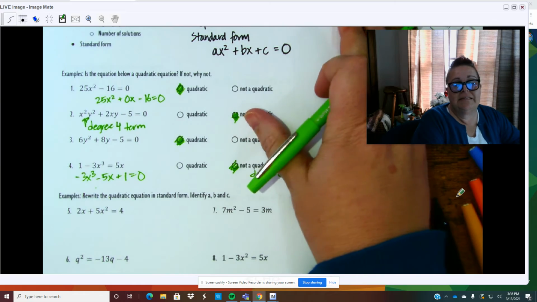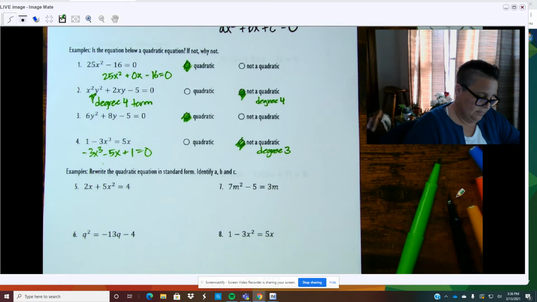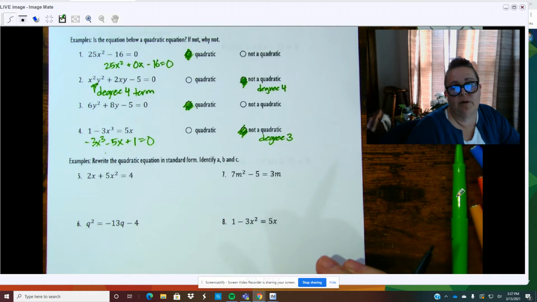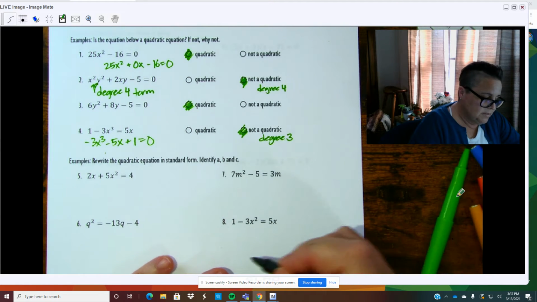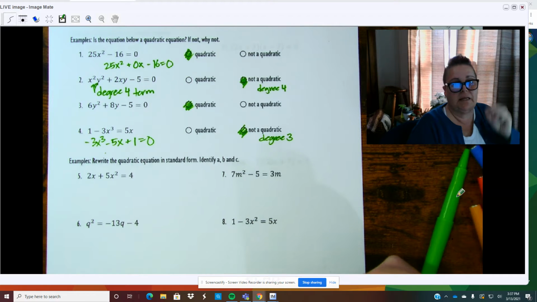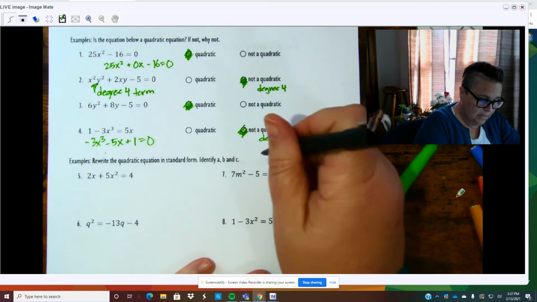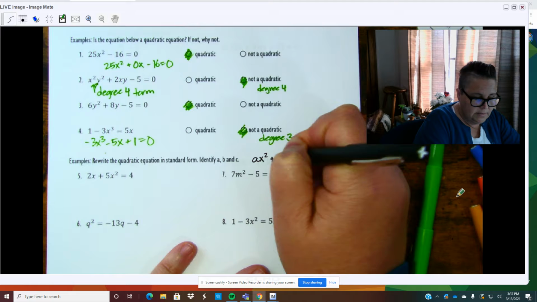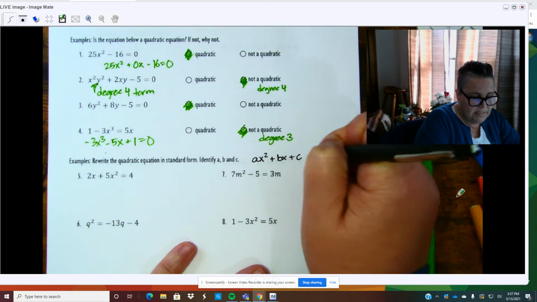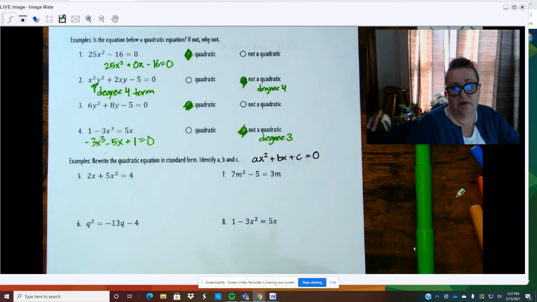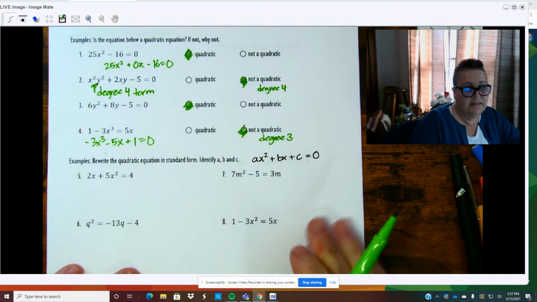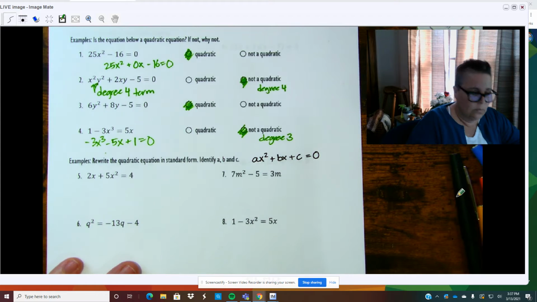Okay. As part of that recognition, sometimes you're going to get polynomials that are not in the proper order. So we want to make sure that you can rewrite quadratic equations into standard form and identify the values of a, b, and c. Remember, the order is ax squared plus bx plus c equals 0. Okay? So here I have 2x plus 5x squared minus 4 equal to 4.